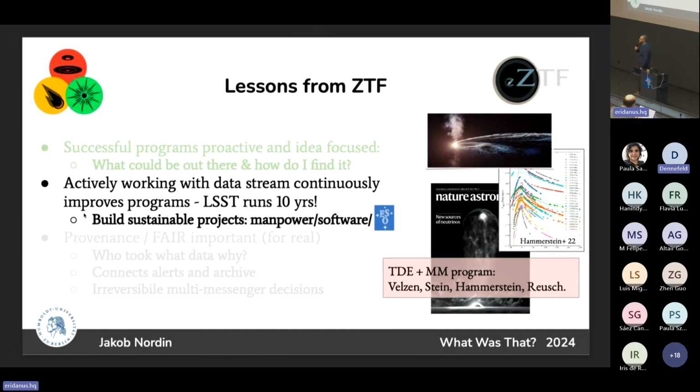They also actively worked with the data during many years. So I think for a lot of the ZTF programs, we are still, six years after the start, learning how to actually better use the data. So this idea that the data stream would just come and then we would do science and forget about this initial part is certainly not true. And LSST will, of course, run for much longer. So we need to build sustainable projects in different ways.